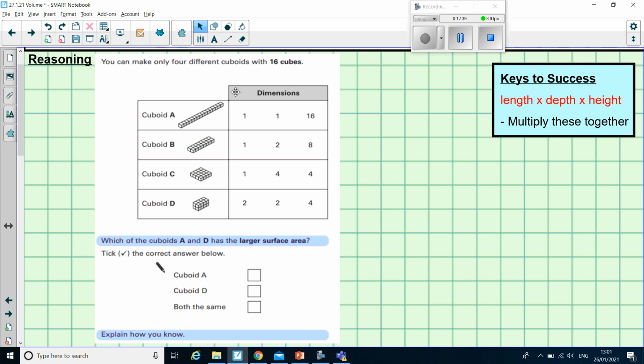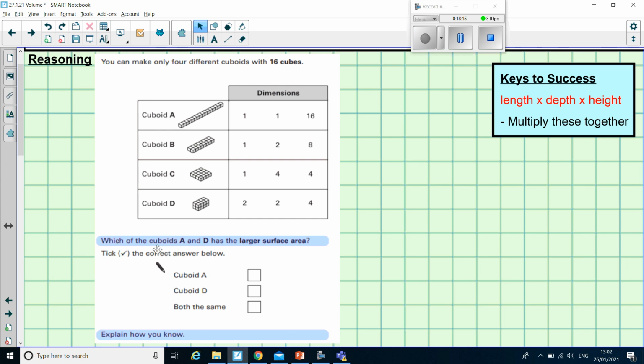So we can have a long, thin cuboid that has got a width of 1, a height of 1, but a length of 16. Okay, we could have another cuboid that looks like this, that has got the dimensions 1, 2, and 8. So it's 8 long, 2 wide, 1 high. We've got one that looks like this, which is 1, 4, and 4. So it's 4 long and 4 wide. And we've got one that looks like this. Okay, so each of those cuboids use 16 cubes to make them.